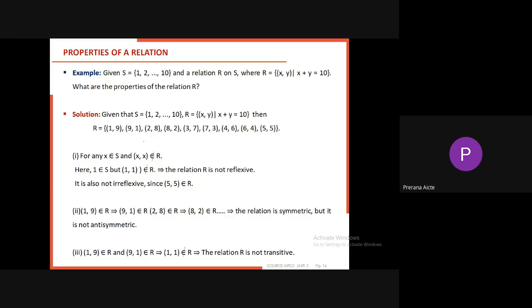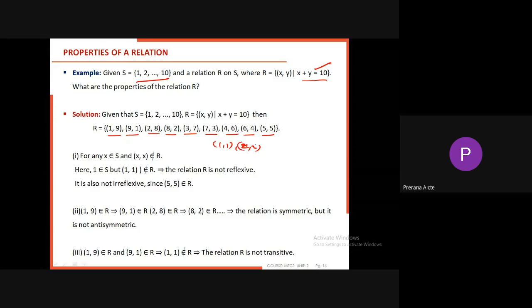Given any set and any relation on that set, we can check whether these properties are followed or not. Let us see this. The set is given as the elements 1 to 10, and the relation is given by x + y = 10. Between these elements, we consider the possible values whose sum is equal to 10. Accordingly, the relation is (1,9), (9,1), (2,8), (8,2), (3,7), (7,3), (4,6), (6,4) and (5,5). If you add any two of these values, you get 10. Now, coming to reflexive, (1,1), (2,2) should be there.